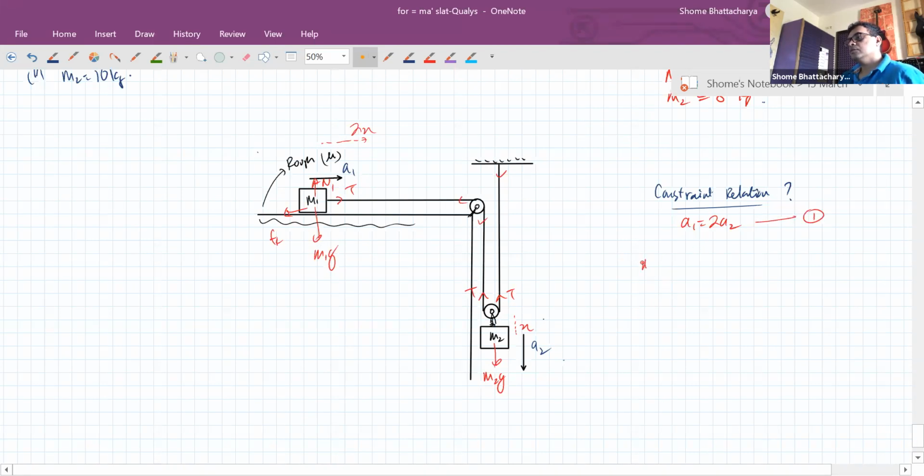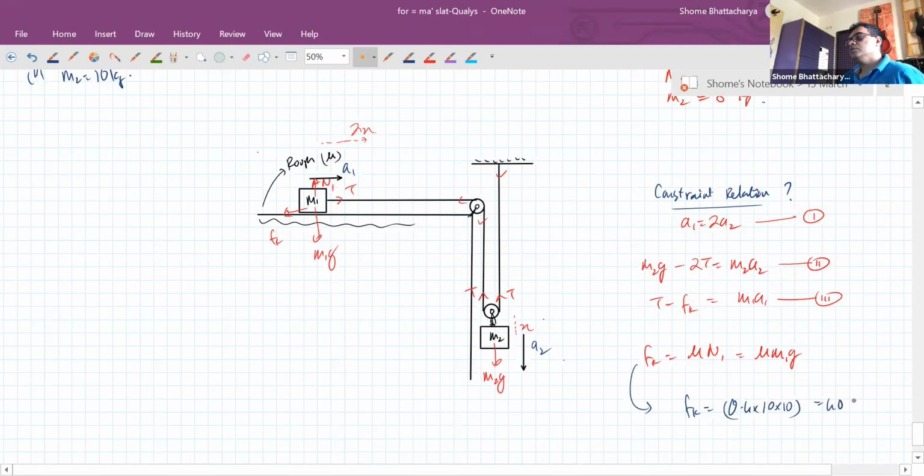Then we have m2g minus 2T is equal to m2a2. And we have T minus kinetic friction is equal to m1a1. Now this kinetic friction will be equal to mu N1, which is equal to mu m1g. So from this, we can take the kinetic friction as 0.4 into 100, so it is 40 newtons.